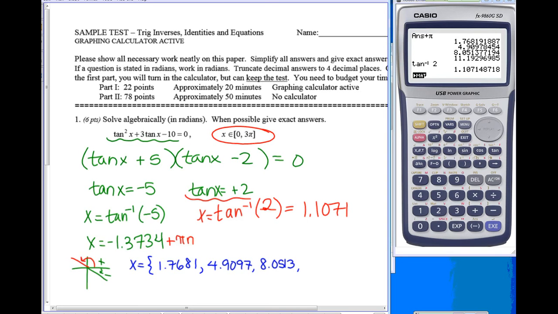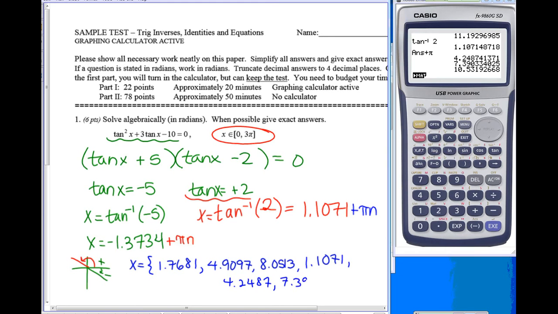That's over there in the first quadrant. I could also remember to add any multiple of pi for this one. So again, on my calculator, I'm going to do a plus pi, and then just do that a couple of times. I should have 3 answers because tangent should be positive 3 times between 0 and 3 pi. I don't want the 10.5 because that's too big. So I had 1.1071 as my first answer, 4.2487 as my second answer, and 7.3903 as my third answer.